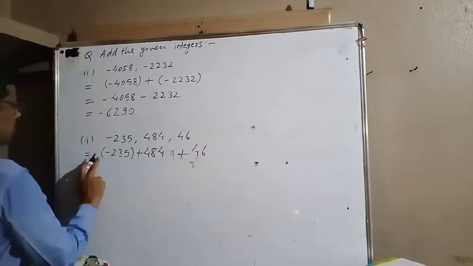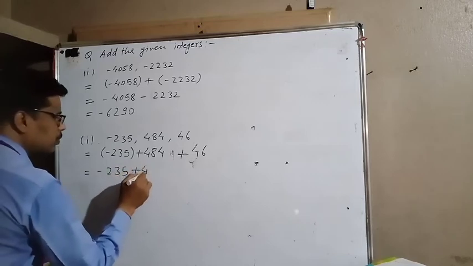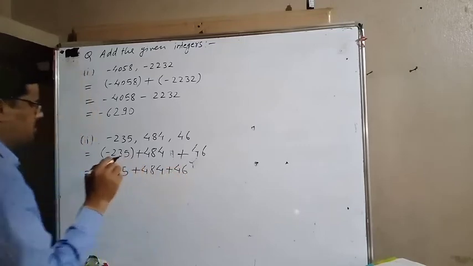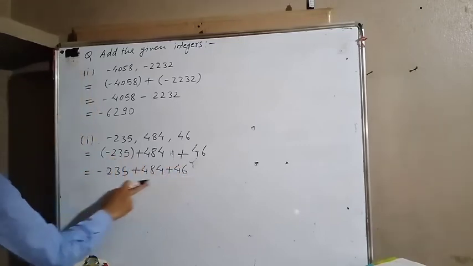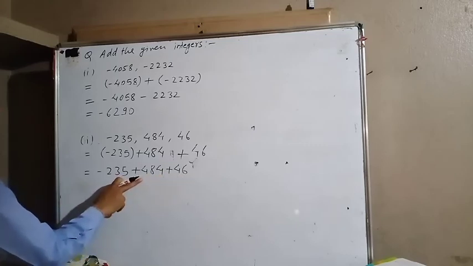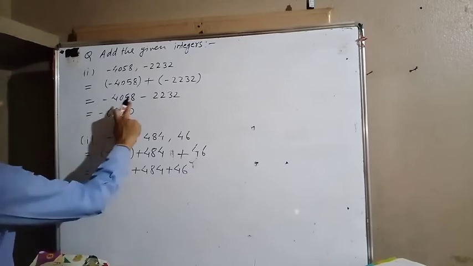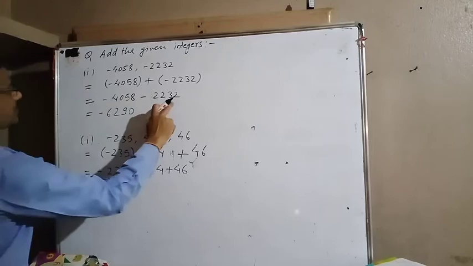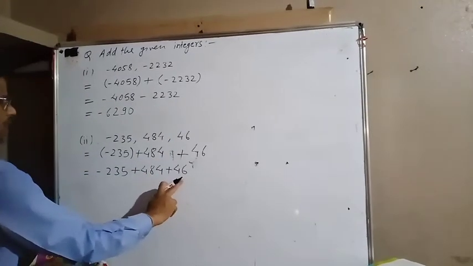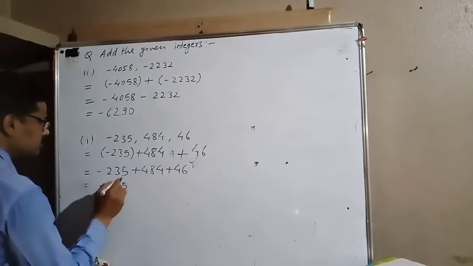Plus 46, plus minus 235, plus 484, plus 46. Okay, now here we are having three integers, two integers having the same sign, or like sign, and one integer having a negative sign. I made this clear: when two or more integers have the same sign, they will be added. Here also these two integers have the same sign, so we will have to add. Minus 235 will come as it is.